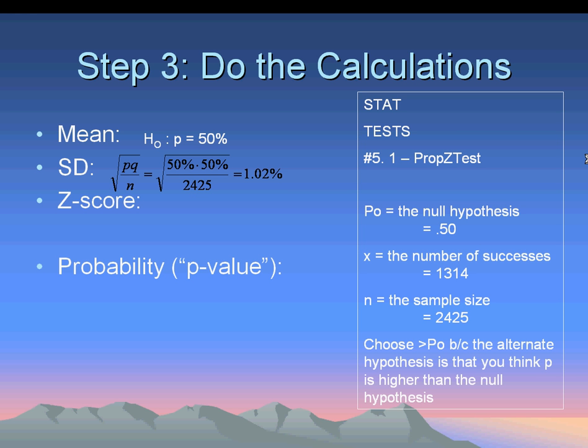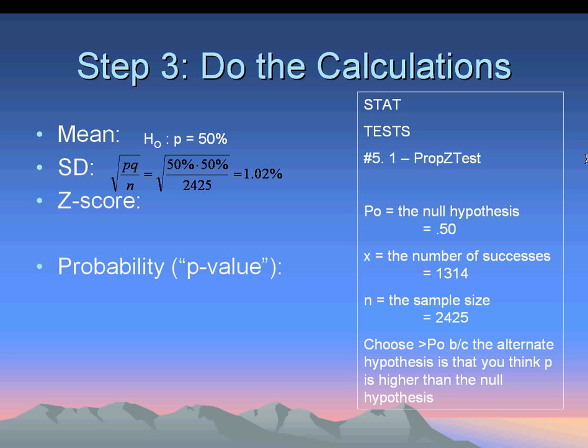Here's how we do the work in our calculator. Go to Stat, Tests, and you want to pick number 5. Now the first thing you're going to see is something called p-naught, that's the null hypothesis in your calculator, and you're going to put in 0.50 to represent 50%. Next is x, that's the number of successes, which here we had 1,314 games that were successful, meaning the home team won. And then n is the sample size, which here is 2,425 games total that we played.